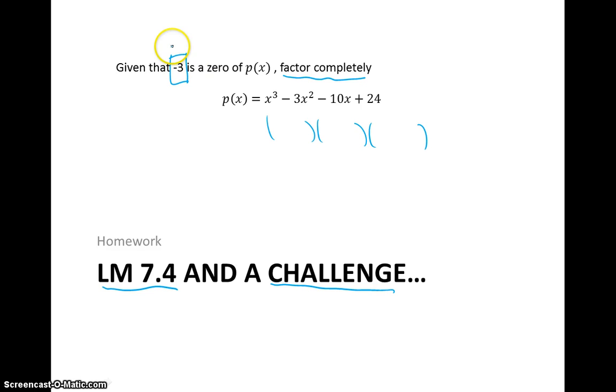Because you know one zero, you know the factor, so think about how you can use division to be able to divide out that factor.